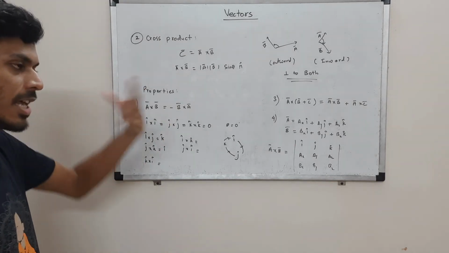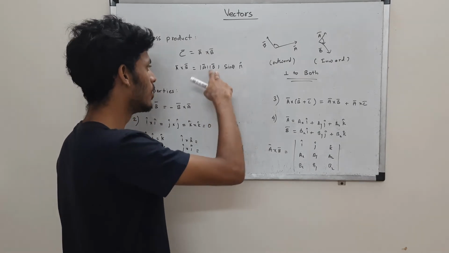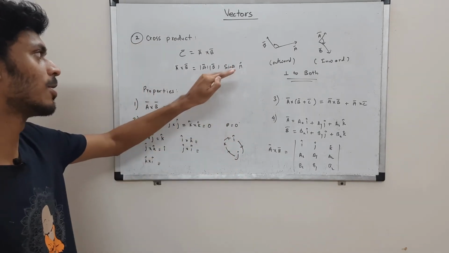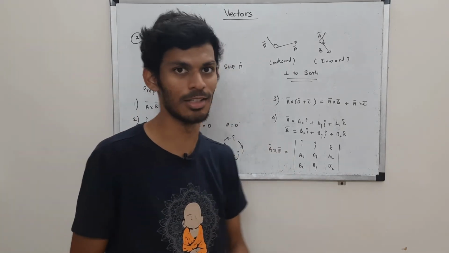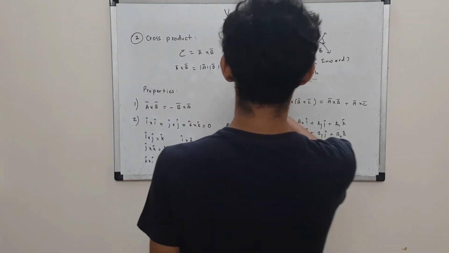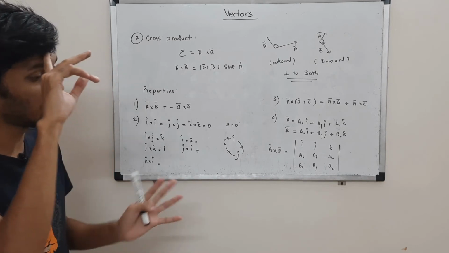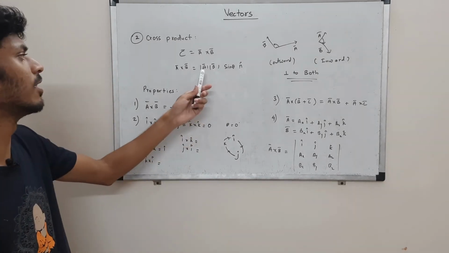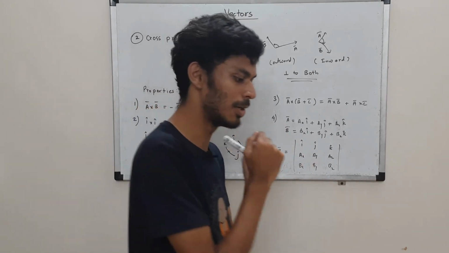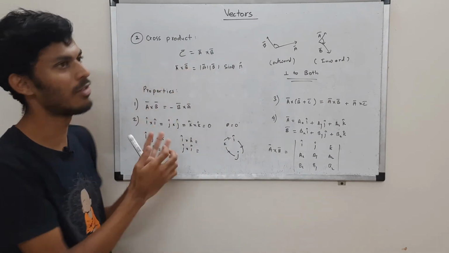So how is A cross B defined? A cross B is defined as magnitude of A into magnitude of B into sine theta, and it's not done over there. You are also supposed to specify the direction. So we use a vector n to specify the direction. This is unit vector n, which is along the direction of A cross B. So how do we find the direction of A cross B? We know how to find the magnitude of A, magnitude of B, and sine of the angle between them. But what about the direction? How do you determine the direction of A cross B?